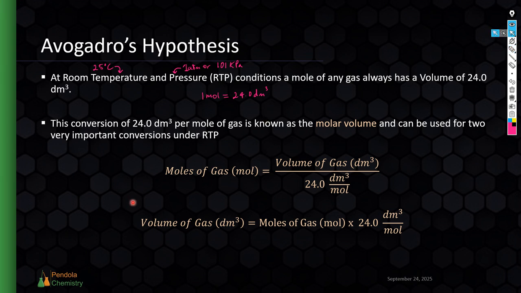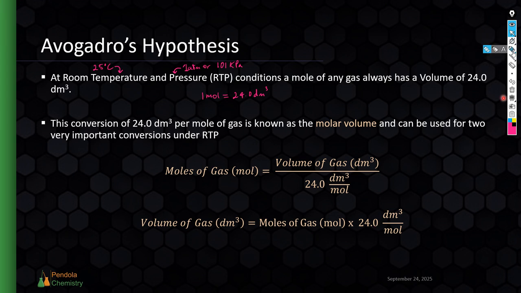So we have that right here. The moles of gas is equal to the volume of the gas divided by 24 dm cubed per mole, meaning 24 cubic decimeters of volume per mole. That means that we can calculate the moles of a gas at r.t.p. by grabbing the volume of that gas and dividing by 24. Or we can calculate the volume of a gas at r.t.p. in cubic decimeters specifically by multiplying the moles of the gas by 24.0.